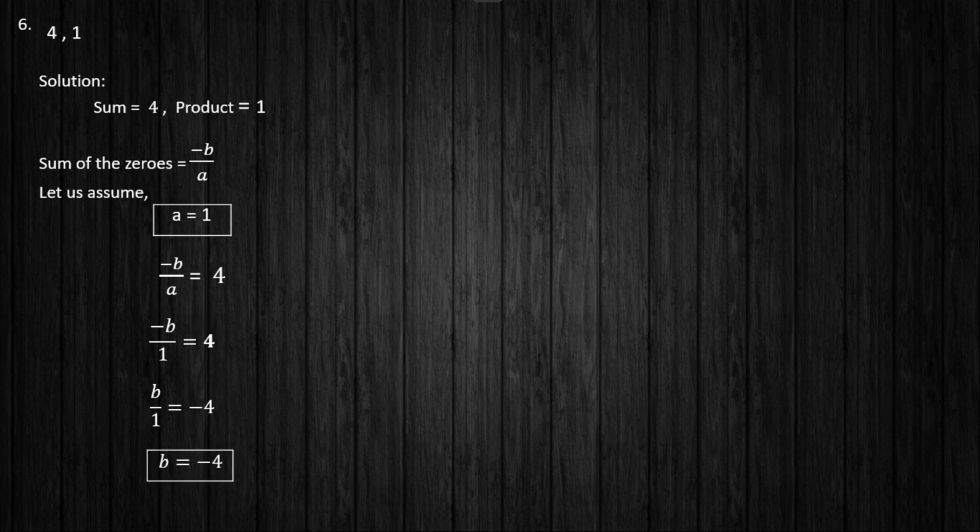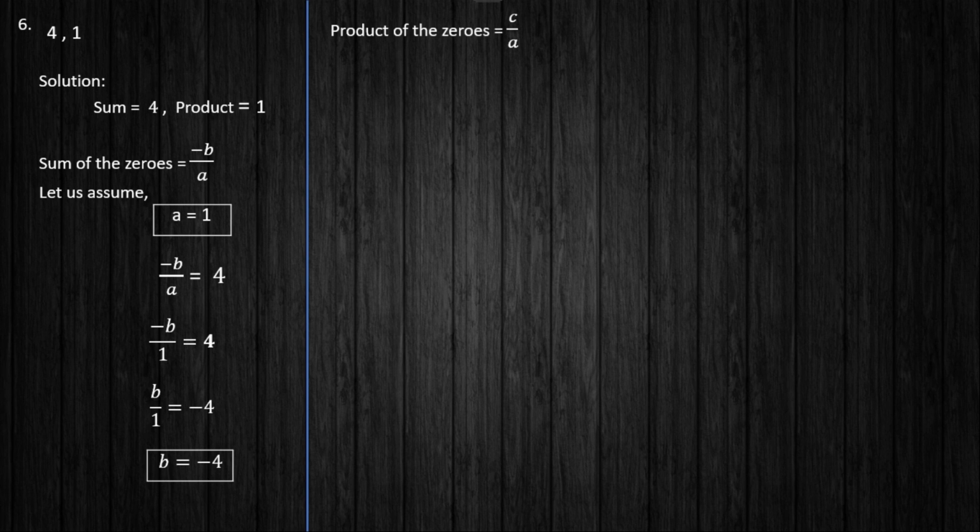After obtaining the values for a and b, we need to find out the value for c. For that, we need to write the formula of product of the zeros, which is c by a. The value for product is 1. Therefore, we need to equate c by a is equal to 1. Since the value of a is also equal to 1, we substitute c by 1 is equal to 1. And after cross multiplying, we get the value for c as 1 itself.